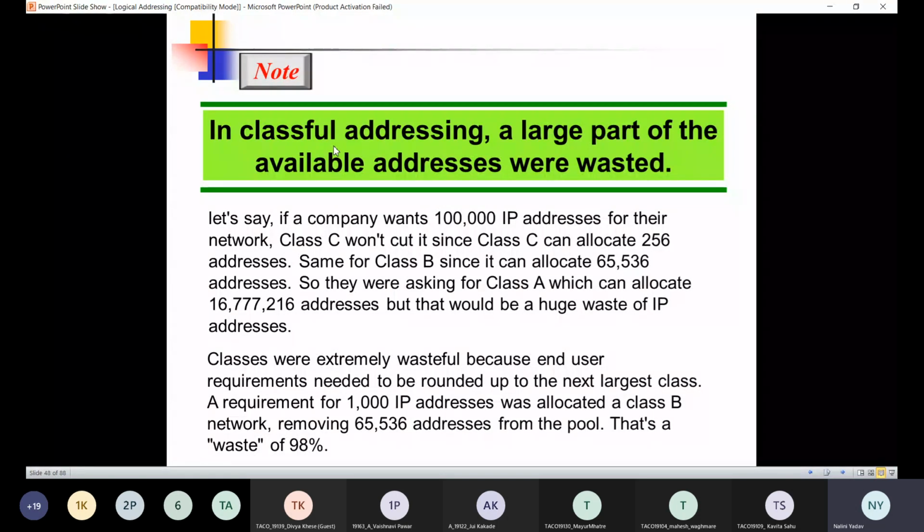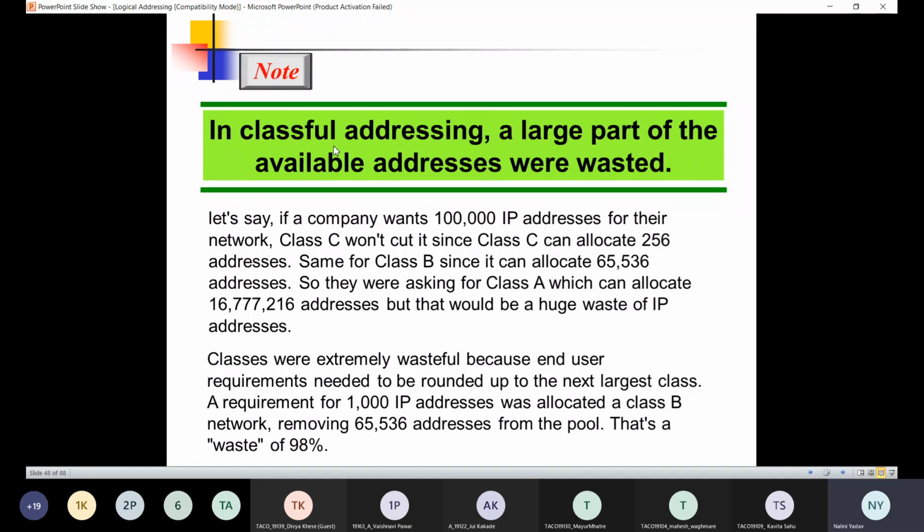Now how many do we need? We need only 1 lakh. So what happens to the rest? The remaining IP addresses are wasted. Do you understand? Are you getting this concept? Why is there a wastage of IP addresses in classful addressing?